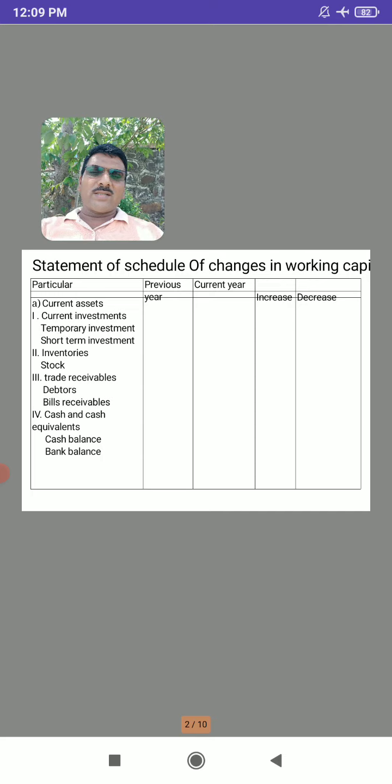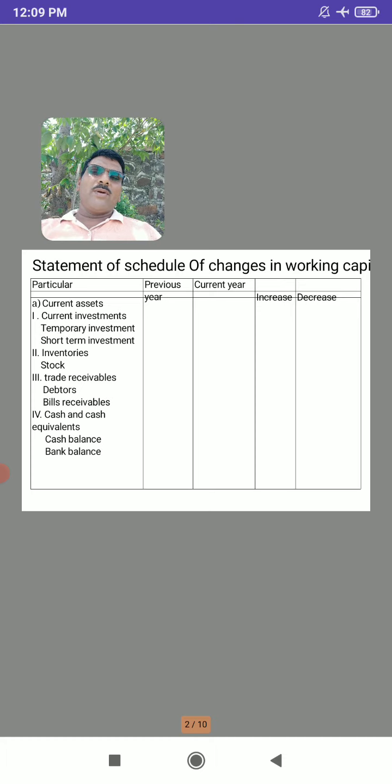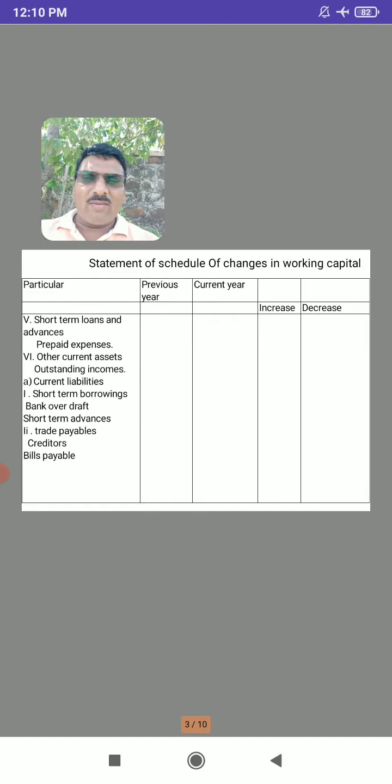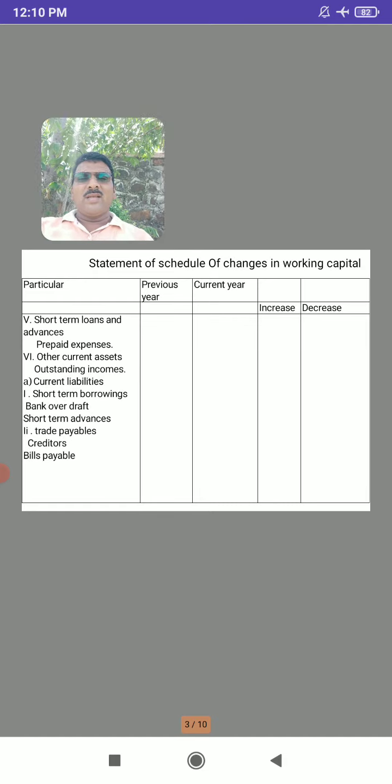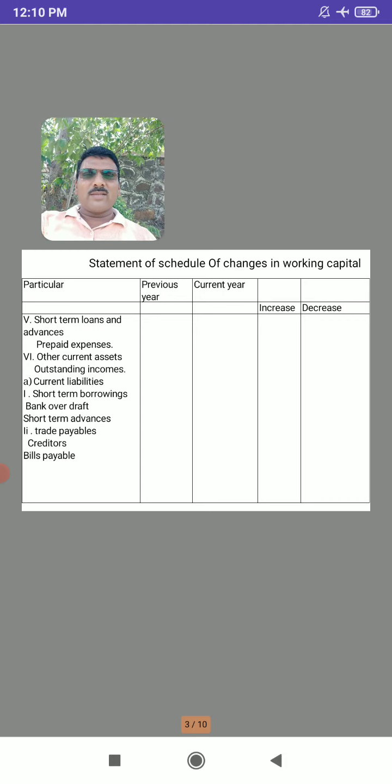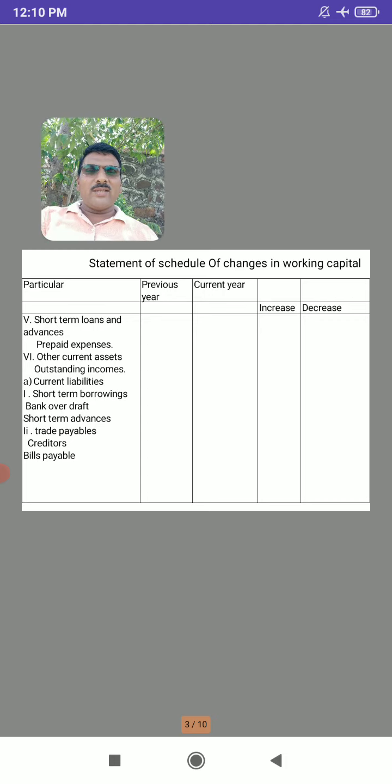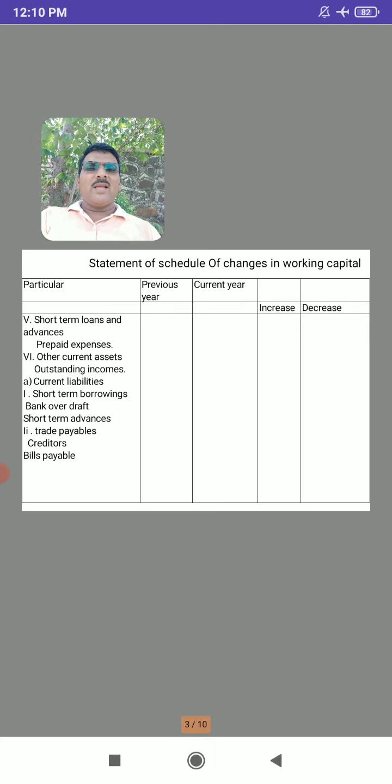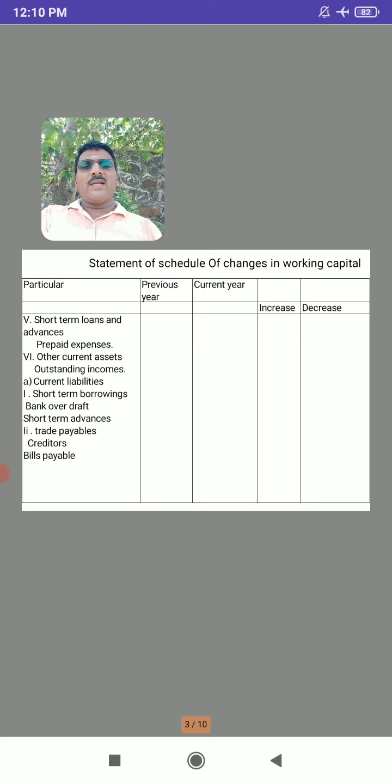In the same way for cash equivalents, whether it is a cash balance or a bank balance, we again have to compare the previous and current year, and calculate whether there is an increase or decrease in cash. In the same way, when we take liabilities, such as short term loans and advances, we have to write the previous year information and the current year information, and then compare them and see whether it is increased or decreased.